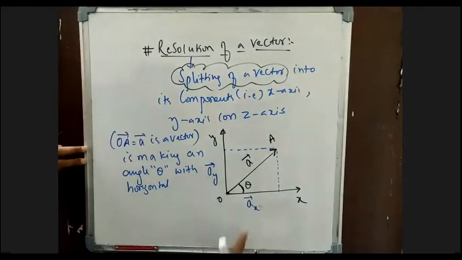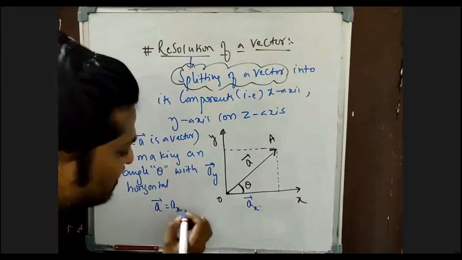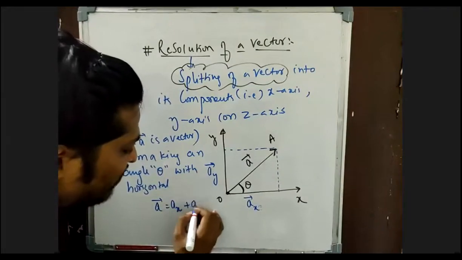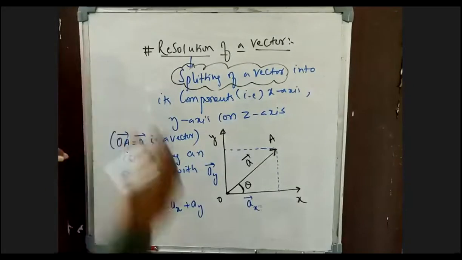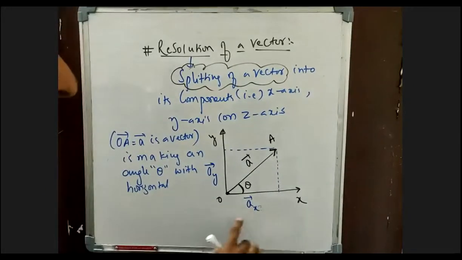That means A bar can be written as AX along your x-axis and AY along your y-axis. Anyhow, we will do it in detail later. Now we are talking about the horizontal component, which is AX, and the vertical component, which is along AY.